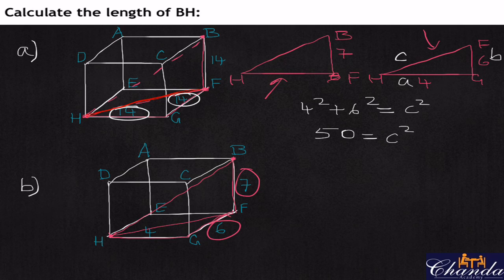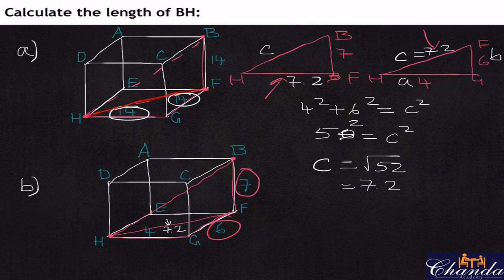4 squared plus 6 squared gives me a value of 50, which is equal to C squared. Sorry, not 50, 52, apologies. Then C is equal to the square root of 52, which gives me 7.2. Okay, so that value right there is 7.2. So that bit right there is 7.2. Excellent. So now we have 7.2 down here. So we need to find the C for this one. So we have 7.2 squared.